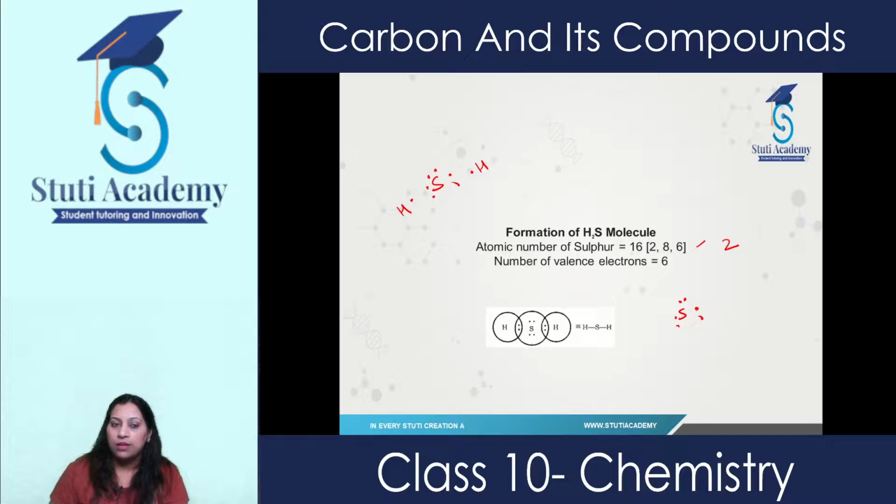So here it needs 2 electrons. It will take one from here, one from here. So it results in the formation of this kind of bond. As you can see, single sharing of electrons takes place, which results in the formation of H2S. This is also a covalent compound.